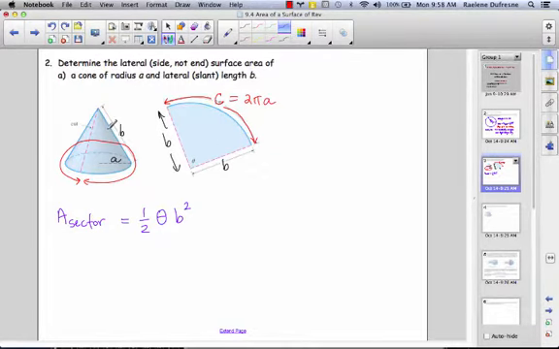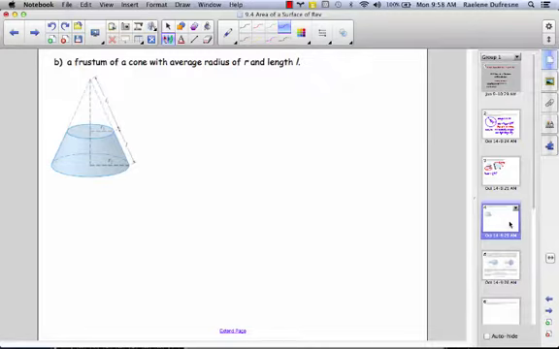In part B, we want to find the lateral or surface area of a frustum of a cone with average radius of r and a length of L. So we see here that the frustum of a cone has a length of L, and we are going to be referring to the average radius. So we have that r1 plus r2 divided by 2 is equal to r. And therefore we could say that r1 plus r2 is equal to 2r, where r1 is the smaller radius of the frustum of the cone, and r2 is the larger radius. So later on we're going to see the average radius here is r.